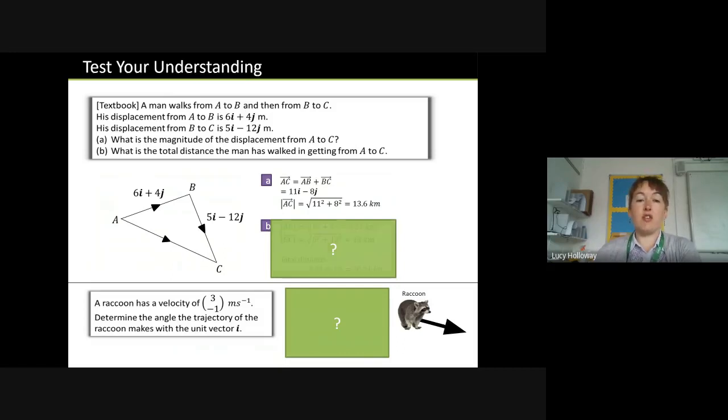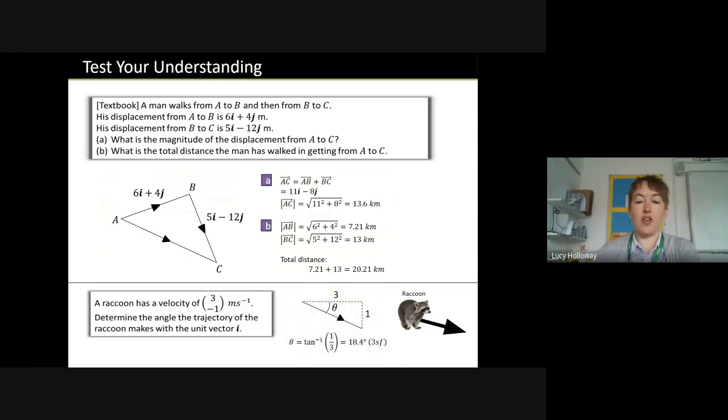And then for the total distance, we need to work out the magnitude of all three of these vectors. We've already done AC. So we need to work out the magnitude of AB and BC and add them together. So you can see that by walking the two other vectors, he's walked just under 7 kilometers more than if he'd walked there directly. And then we can answer the bearing question as well. If you had a go at that, it's 18.4 degrees.